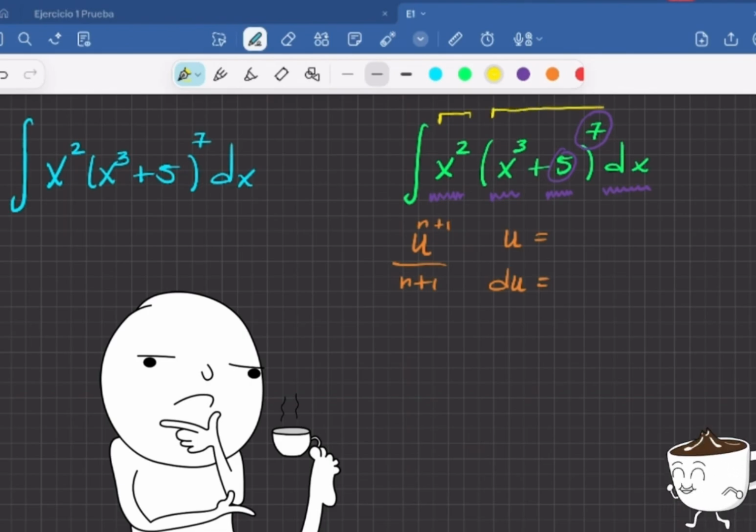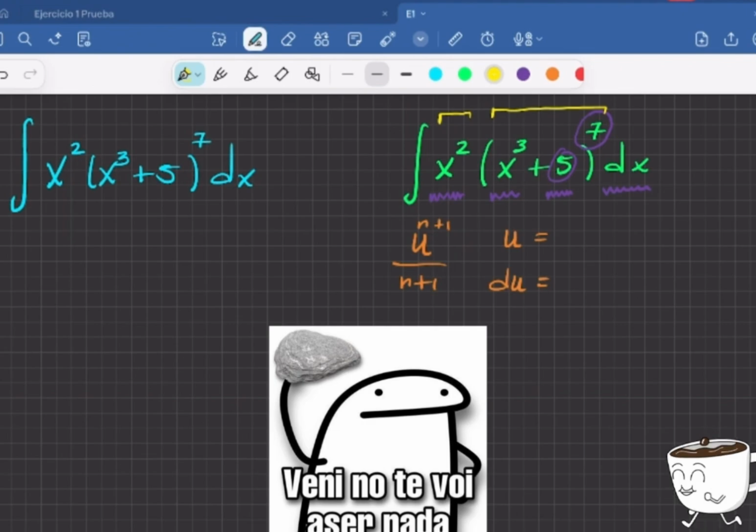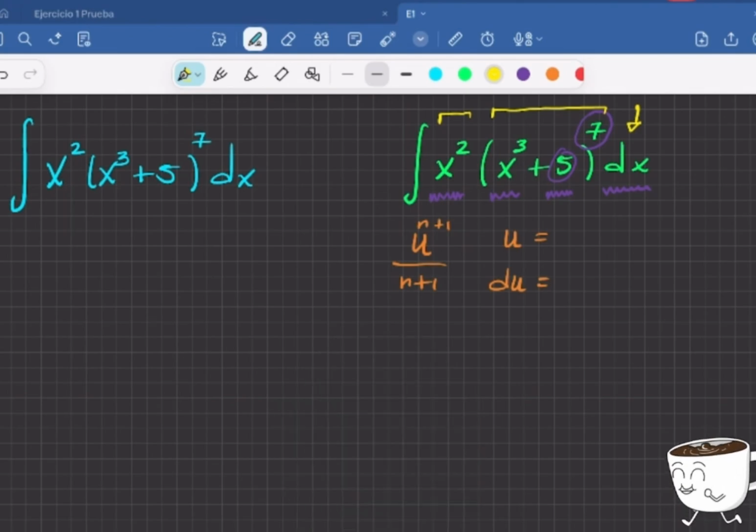Perfect. In that case, we need to choose a u. We could say, I'm going to put it in another color, in how many terms we can divide what is within the integral. We can choose one term, and this one is another term. Why all this? Because x to the cube plus 5, to the 7th, is a single term. Inside the parentheses, x to the cube plus 5 are two terms. But remember what I told you: as they are in the parenthesis and raised to the 7th power, they act as if they were a single term, because we cannot separate them.